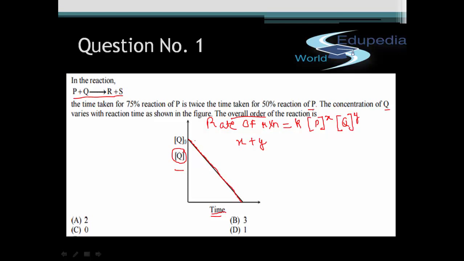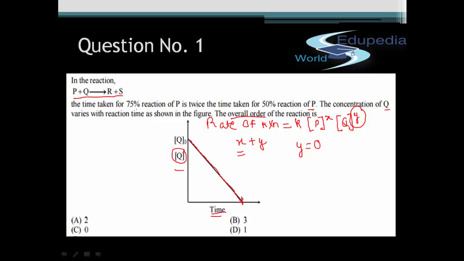This also means that the concentration of Q decreases at a constant rate, and these are clear-cut indications that the order with respect to Q, that is the value of Y, is going to be 0. Because it is only in the case of zero order reaction that we get a constant slope of the concentration versus time graph, and the reaction goes to completion in a finite time. So this is about Y. We still need to find the value of X to determine the answer to this question.